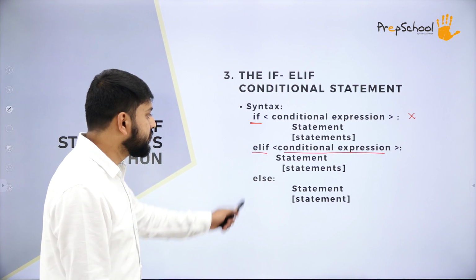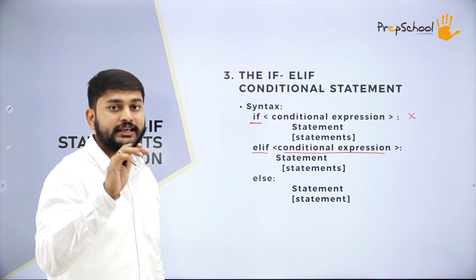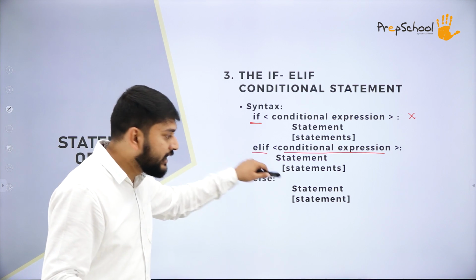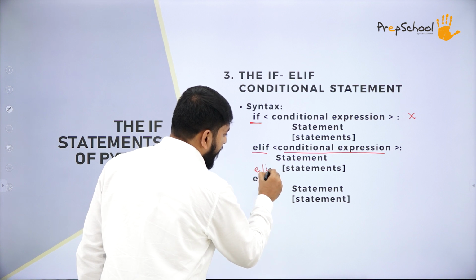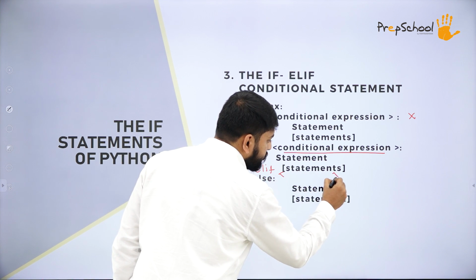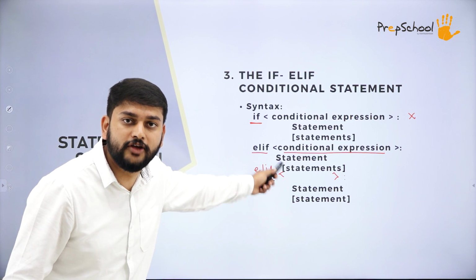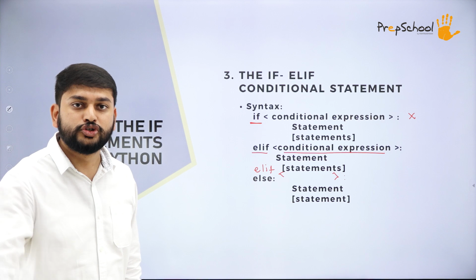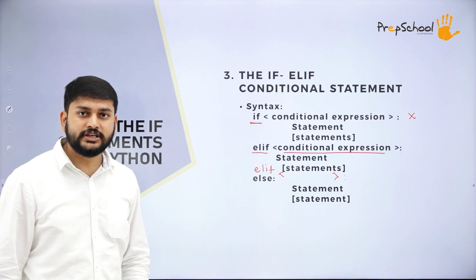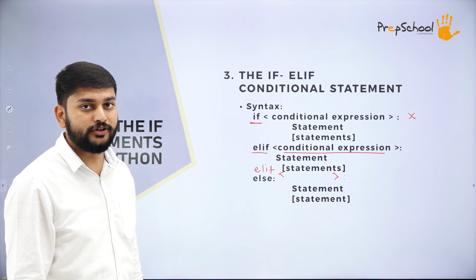My dear students, suppose here also my condition fails. What will it do? It will check for the next elif. I can have one more elif, give my condition here, and have a separate block for this elif. Like that, I can have n number of elif blocks. Once all the conditions are checked and still it is false, then finally it will execute the else block.